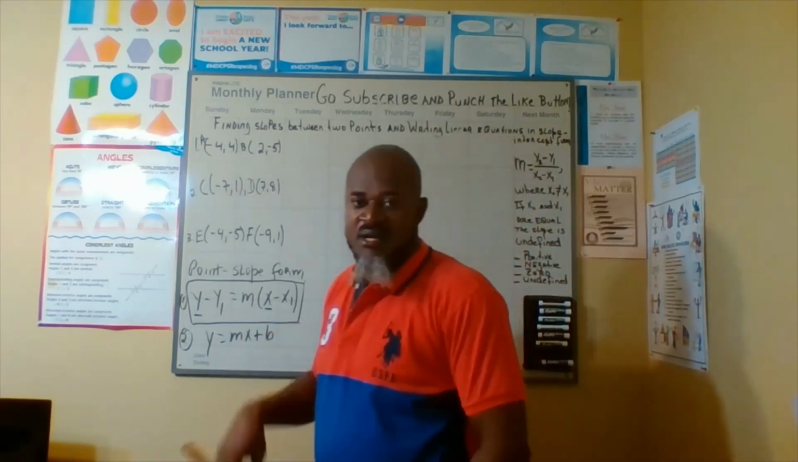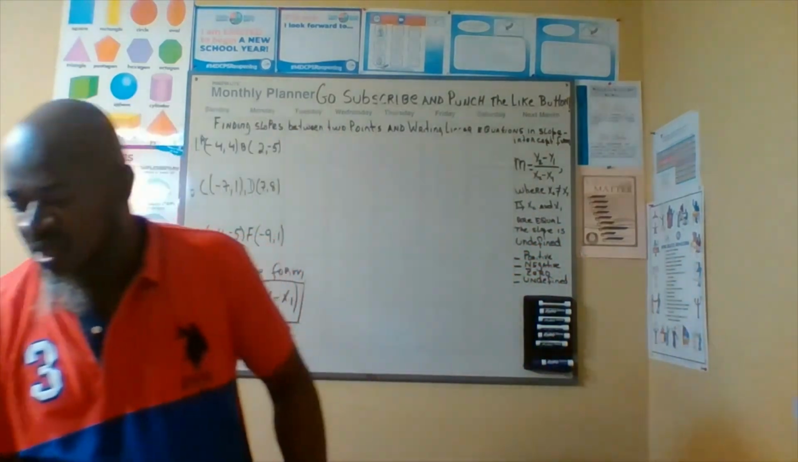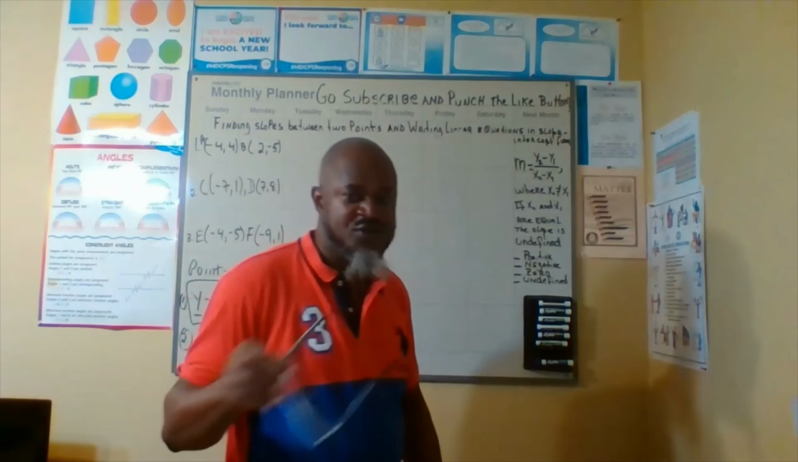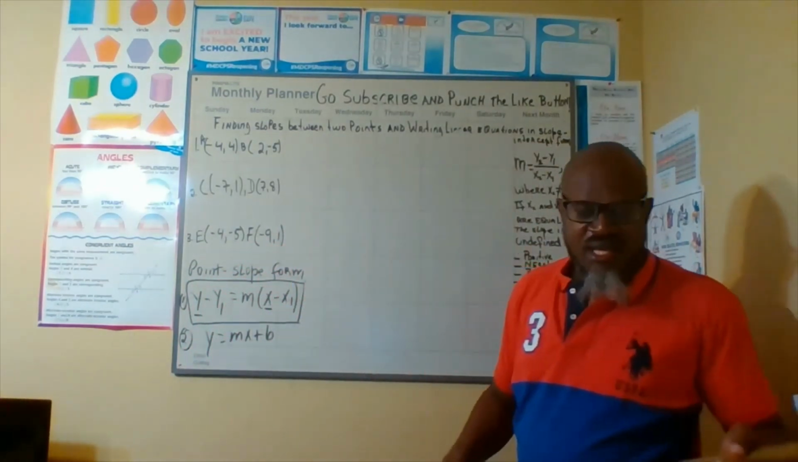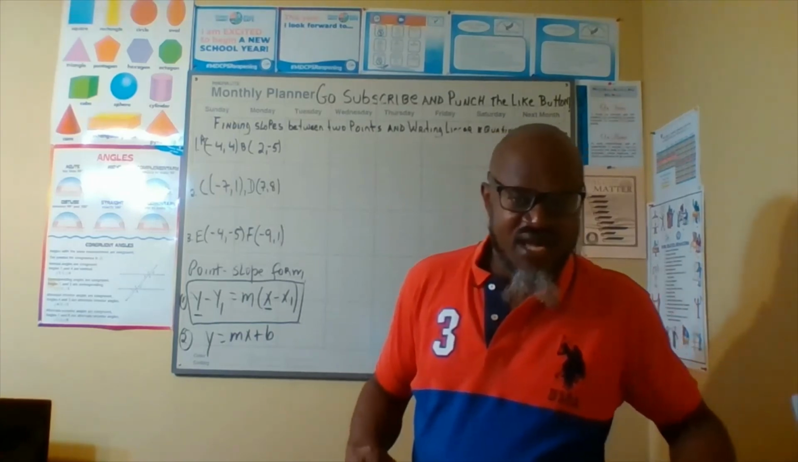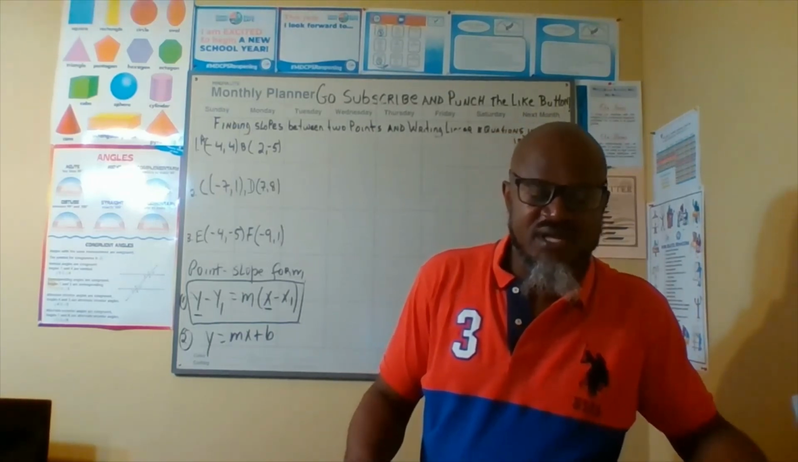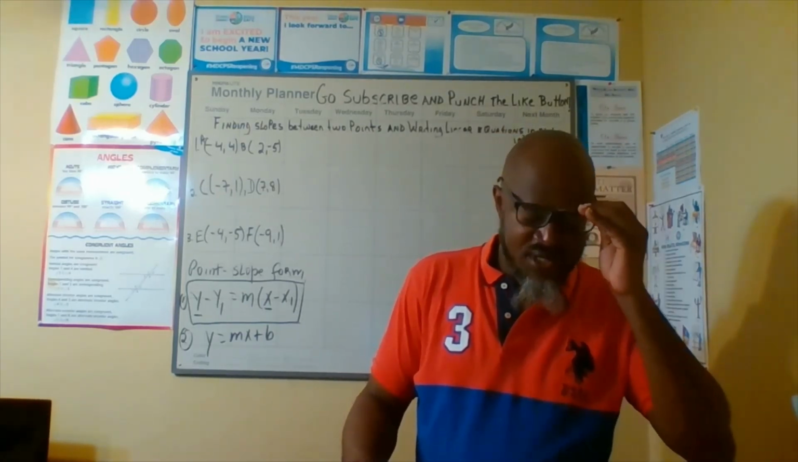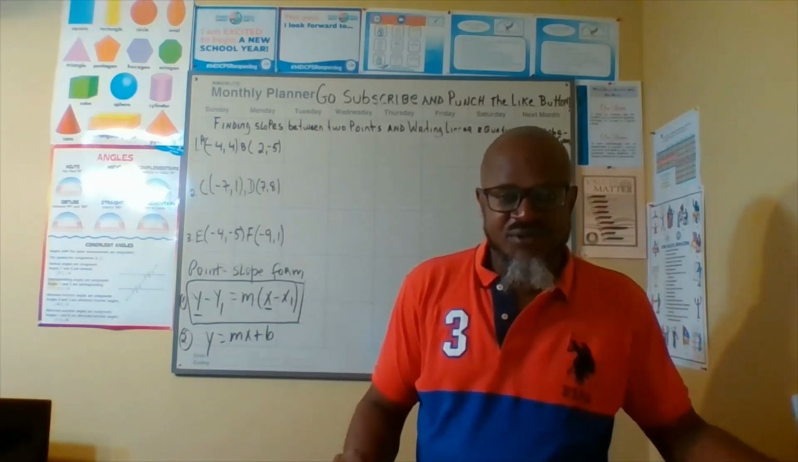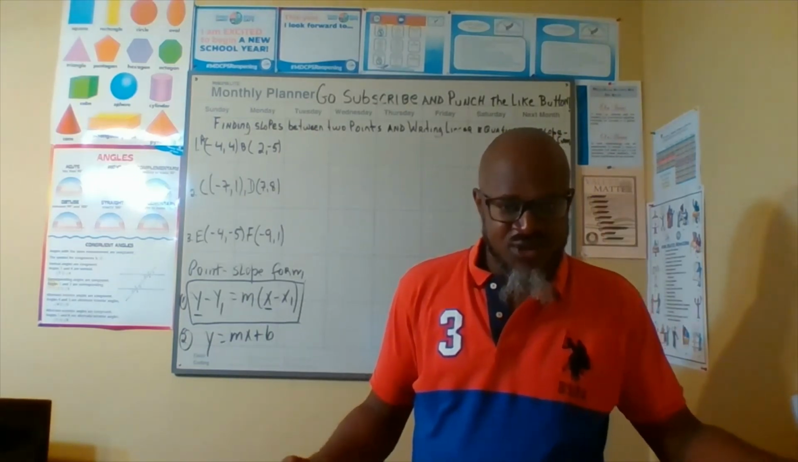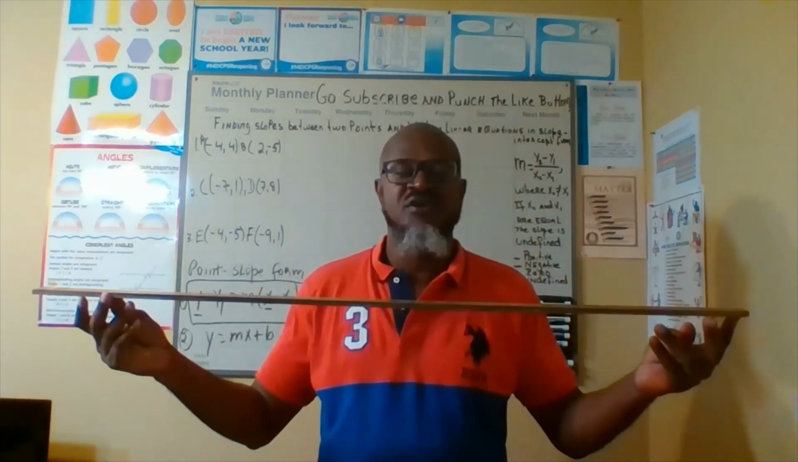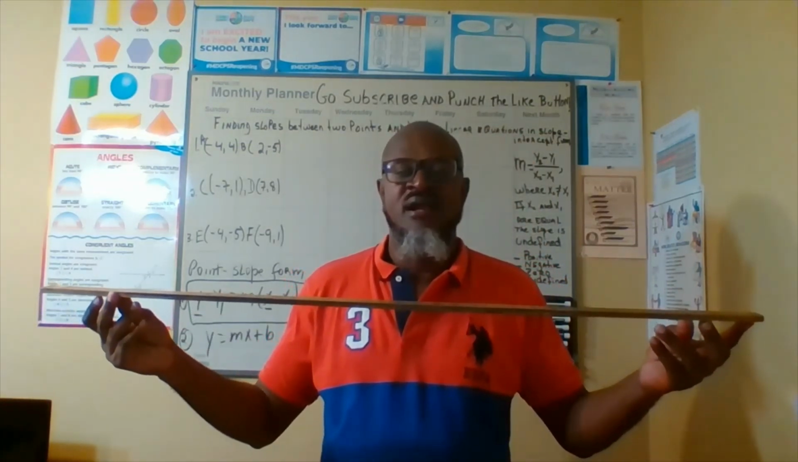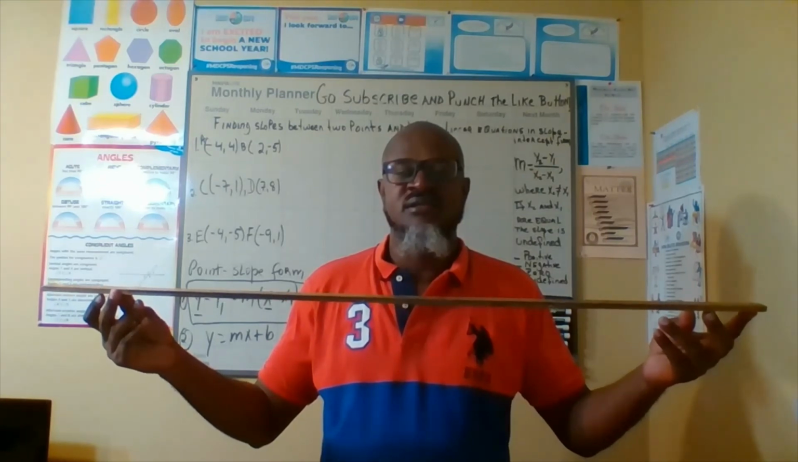Remember earlier we talked about slope, and there are four things that can happen to your slope. Either your slope can be positive or negative. When it's positive it goes up, when it's negative it goes down. And the other two extremes, your slope can be zero. A slope of zero is when you have a horizontal line, like the x-axis, right?